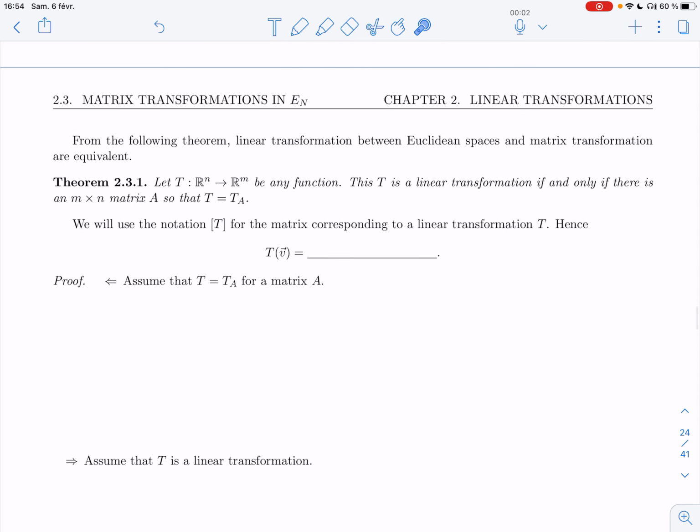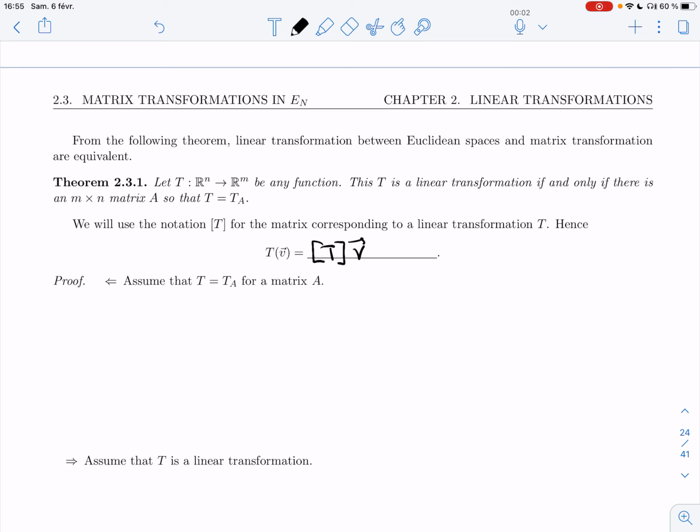All right, the following theorem tells us that linear transformations between Euclidean spaces and matrix transformations are equivalent. So if I have a function T, then T is a linear transformation if and only if there is an m by n matrix A so that T is T_A. So T is just multiplying by that matrix A. All right, so we'll use the notation [T] for the matrix corresponding to a linear transformation T. Hence, T of v is you multiply v by the matrix A.